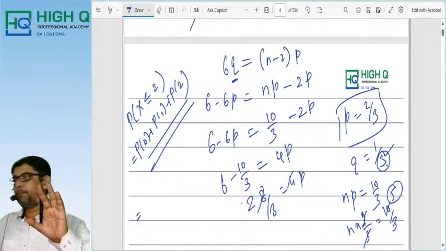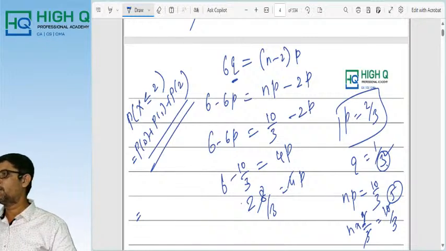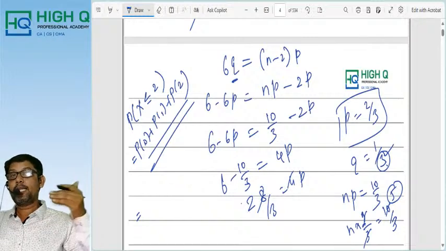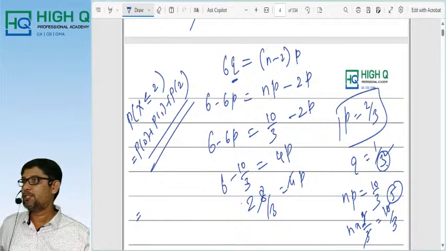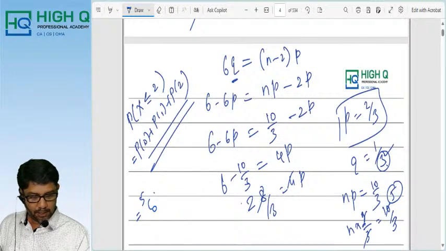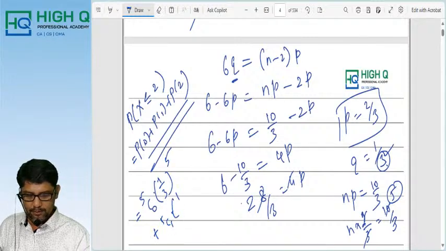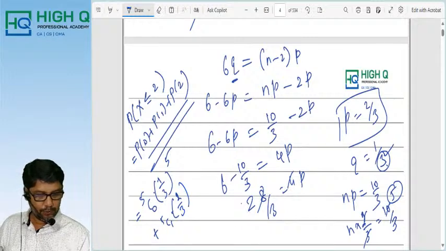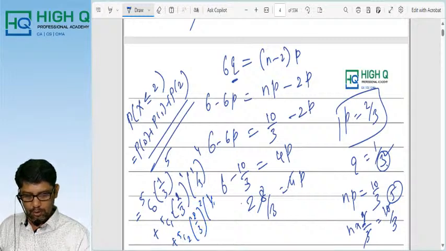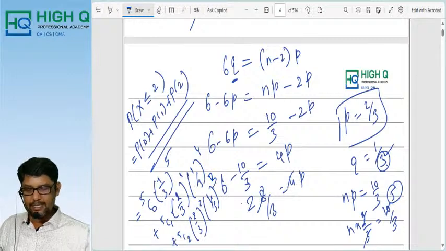My dear, now tell me, should this sum be done in the exam or not? No. You know very well, but at the same time it is a time consuming sum. What is it? 5C0, P power 0, that is 1, Q power 5. 5C1, 2 by 3 whole power 1, 1 by 3 whole power 4. Plus 5C2, 2 by 3 whole power 2, 1 by 3 whole power 3. Just simplify and get the answer, my dear.